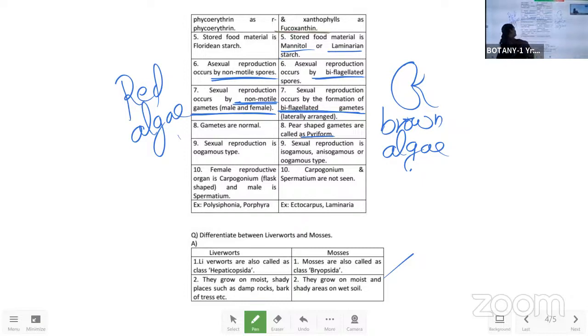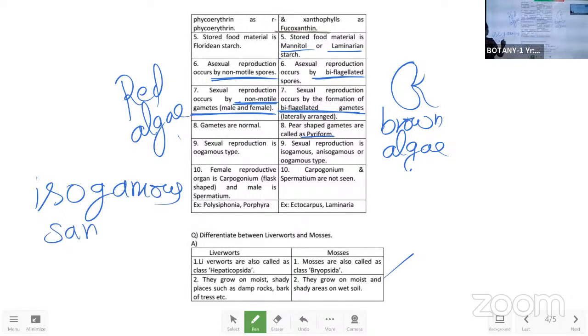Okay. And the next one is how the sexual reproduction occurs, because the sexual reproduction is of three different types with the gametes. That is the isogamous, anisogamous, and the oogamous type. What is meant by isogamous? Iso means same type. So in the isogamous type, the gametes are of the same size. There is no such distinction between the male and the female gametes in the isogamous type.